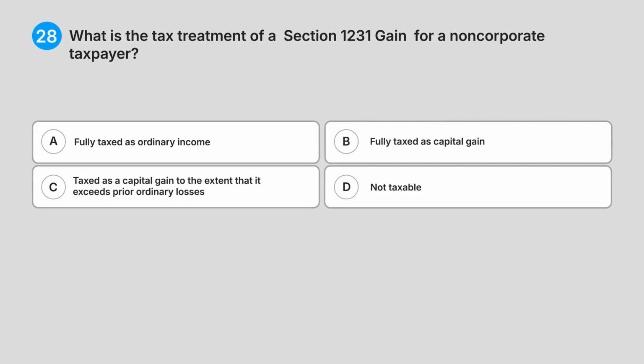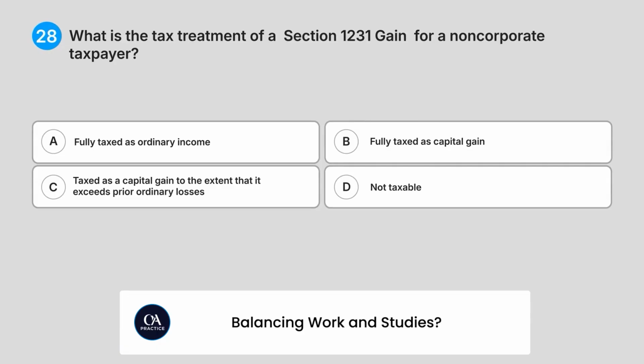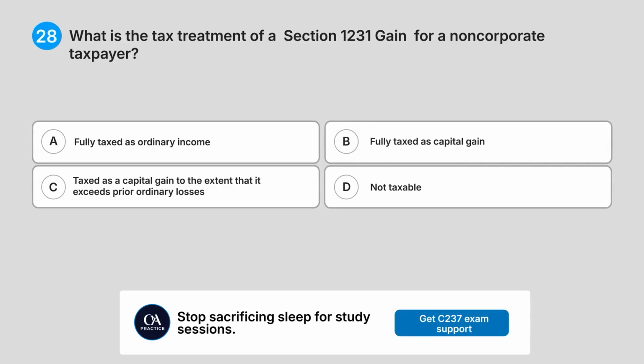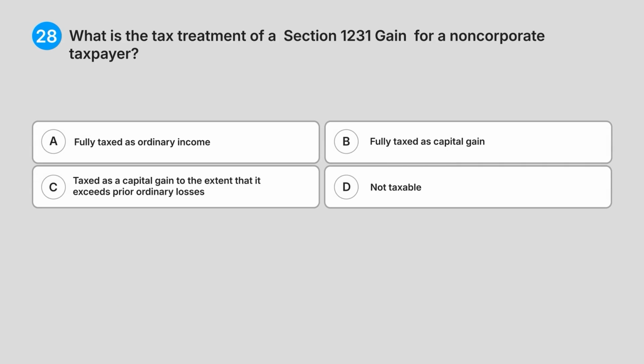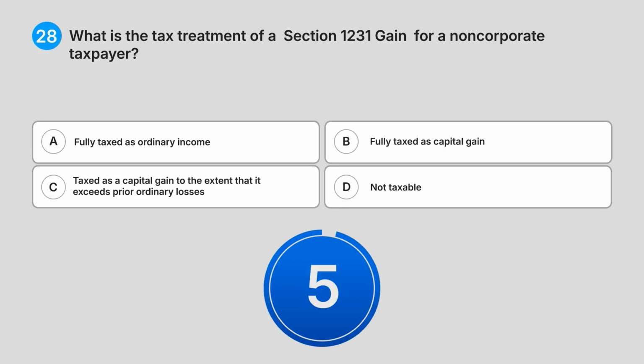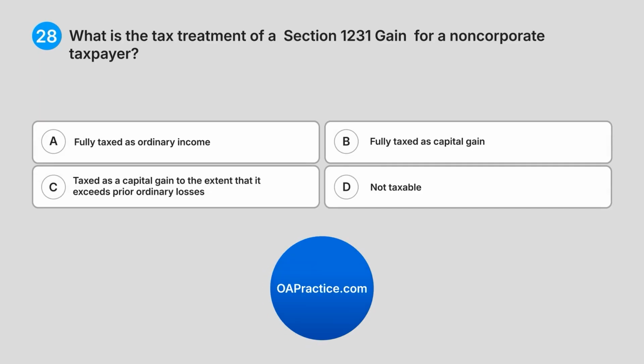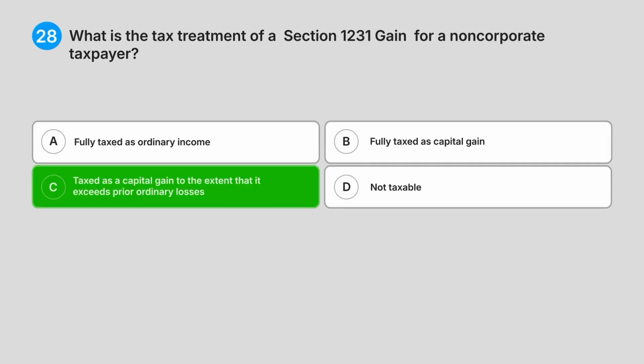28. What is the tax treatment of a Section 1231 gain for a non-corporate taxpayer? A. Fully taxed as ordinary income. B. Fully taxed as capital gain. C. Taxed as a capital gain to the extent that it exceeds prior ordinary losses. D. Not taxable. Can you guess the answer? Correct answer, C. Taxed as a capital gain to the extent that it exceeds prior ordinary losses.